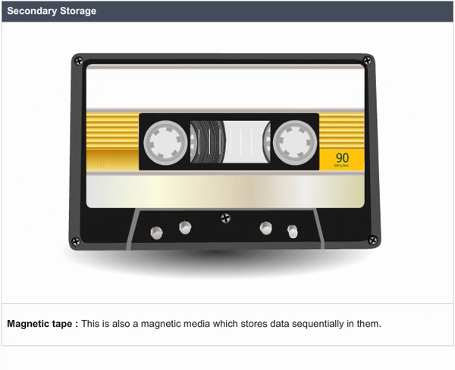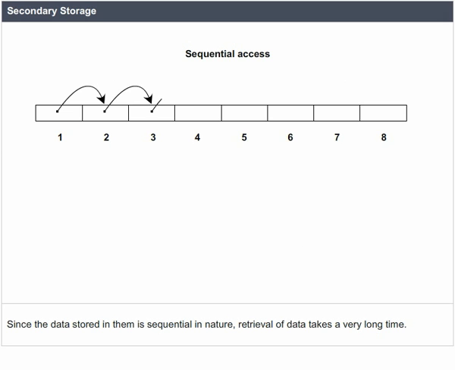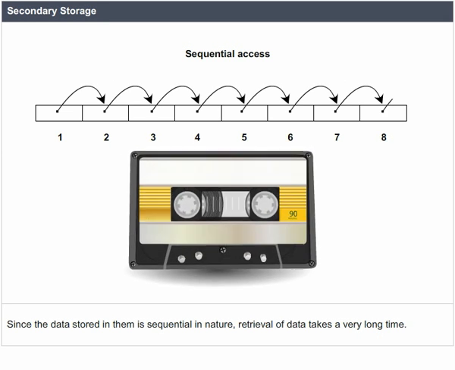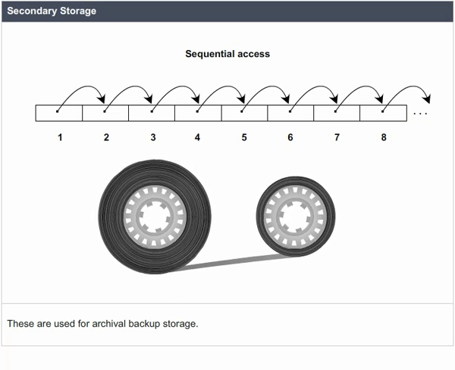Magnetic tape. This is also a magnetic medium which stores data sequentially. Though they provide unlimited storage capacity, they suffer from a very serious problem. Since the data stored in them is sequential in nature, retrieval of data takes a very long time. These are used for archival backup storage.